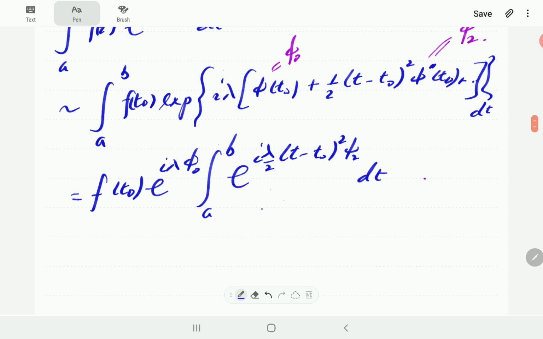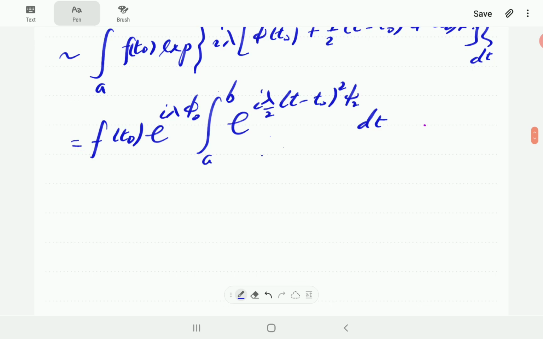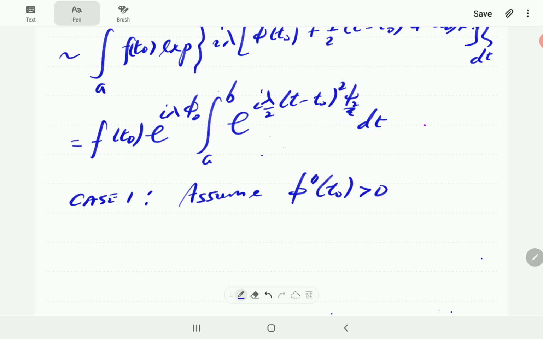Now there are two cases here. The second order derivative may be positive, or the second order derivative may be negative. So we're going to take the option where the second order derivative is positive.